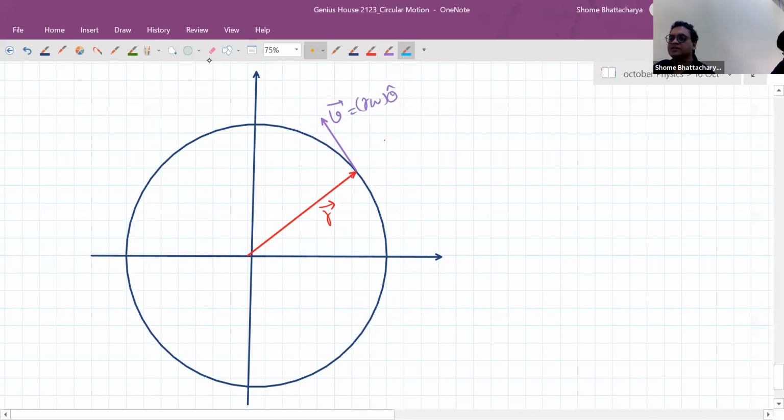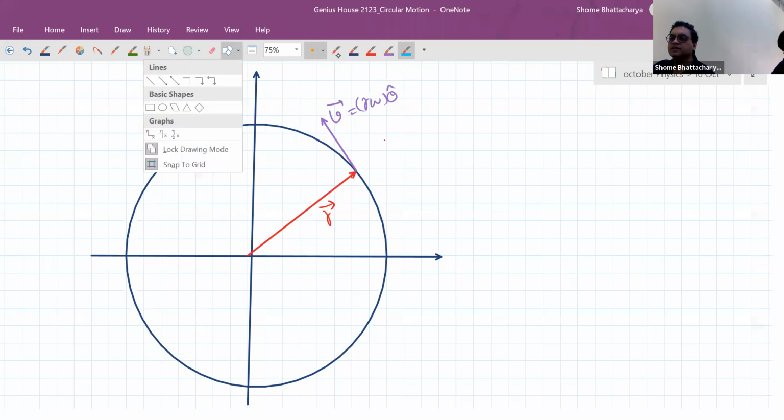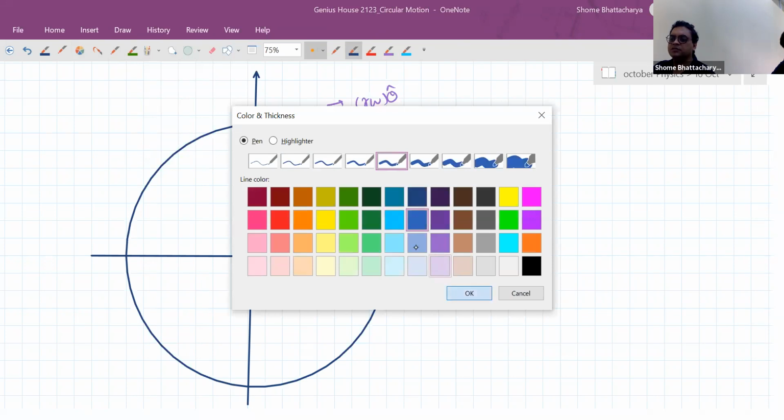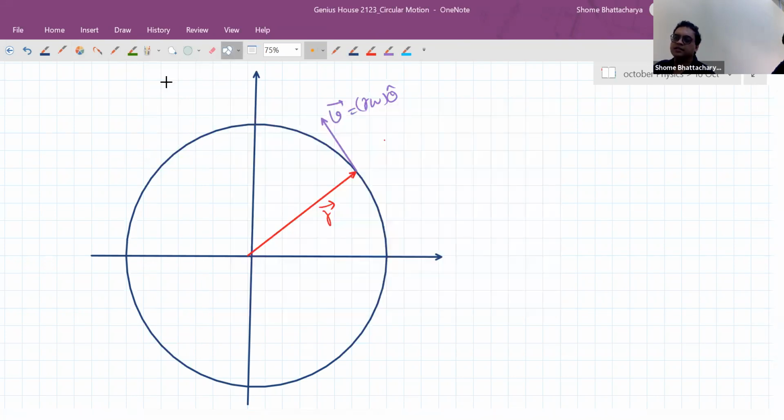But the acceleration vector will have a general direction, which will be neither radial nor tangential. It will be something in between like this. Just arbitrarily, I'm taking it like this, but it could be anywhere between radial, and it can never be perfectly tangential because centripetal can never become 0, but tangential can become 0. So this acceleration vector can be exactly along minus r cap, but it cannot be exactly along v, because there will always be some amount of centripetal acceleration.